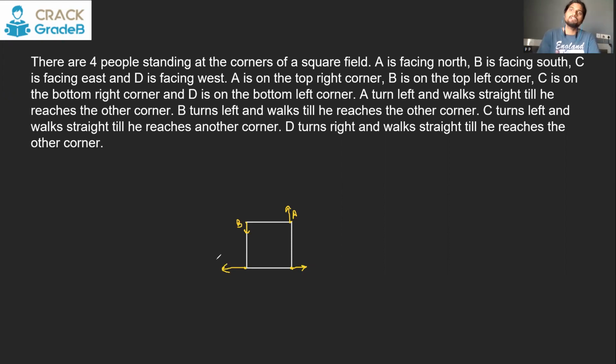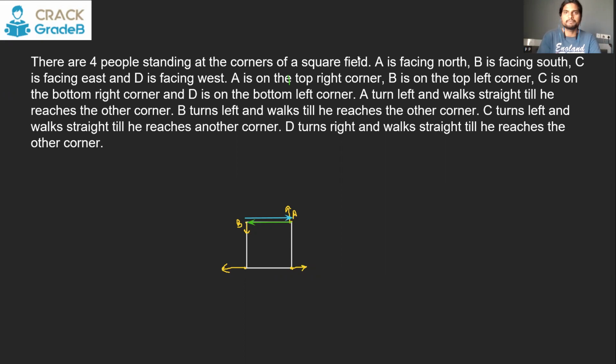A turns left and walks straight till he reaches the other corner. So A turns left, means A reaches here. Another person, B, turns left and walks till he reaches the other corner. Left for B is going to be right for us. So B is going to go in this direction. So B is going to reach here.